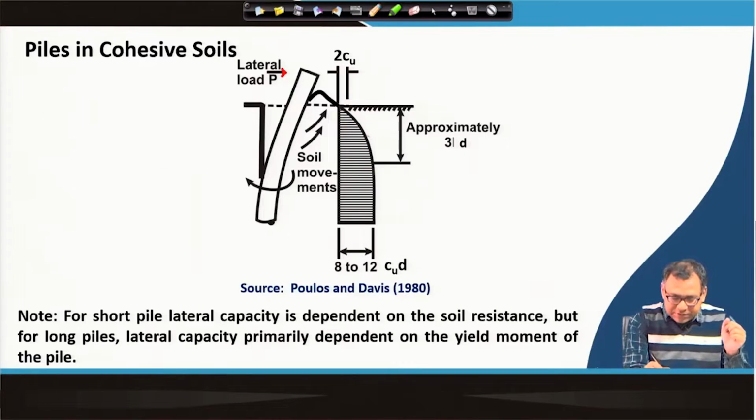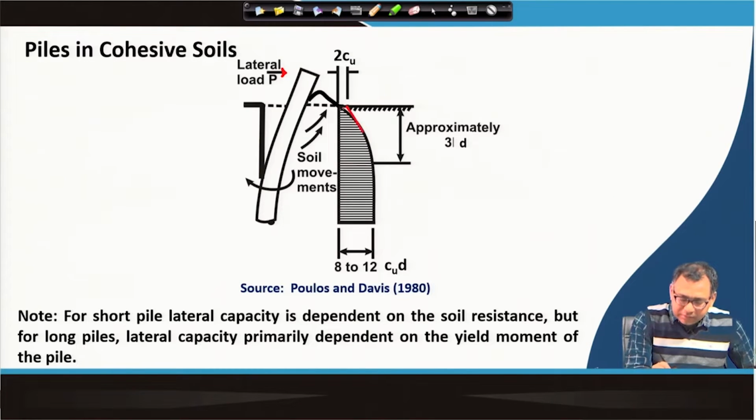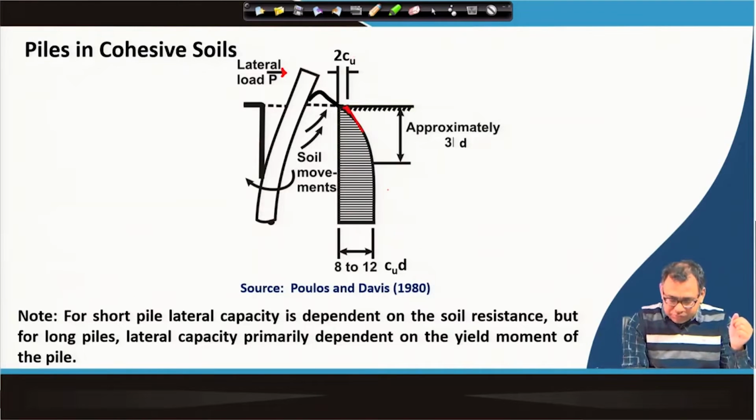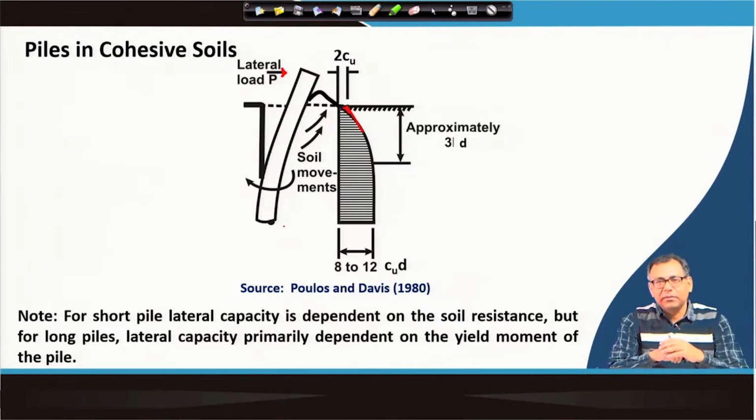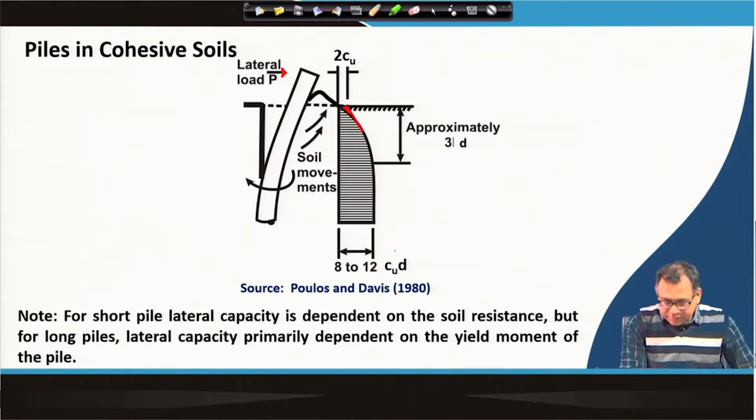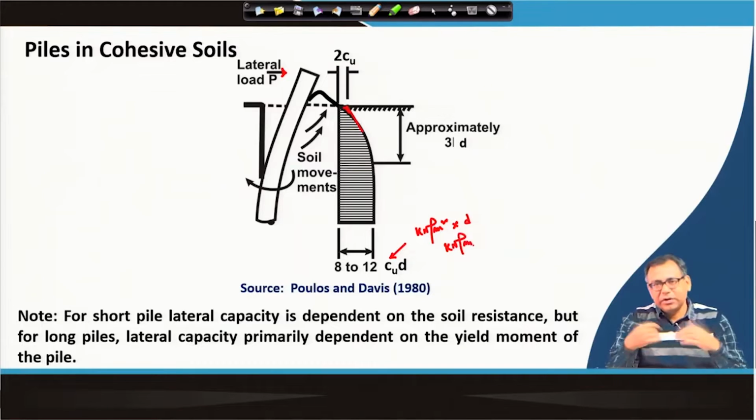We can see that this pressure distribution starts from 2 cu at the top to 8 to 12 cu at the base of the pile, so it is 12 cu d. If I multiply by d, that will give kilonewton per meter, because this cu is in kilonewton per meter square. Now if I multiply with d, this will come to kilonewton per meter. The top also you can multiply with d. So the distribution is 2 cu to 8 to 12 cu at the base of the pile.